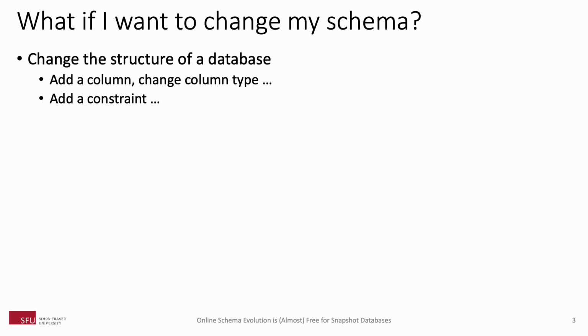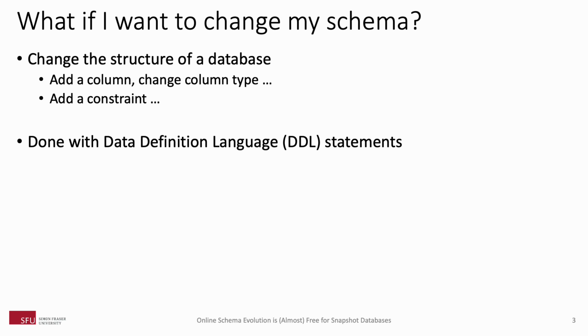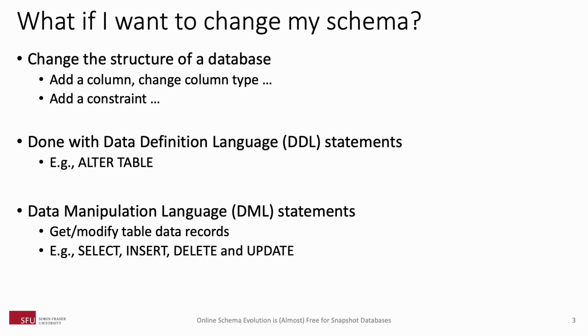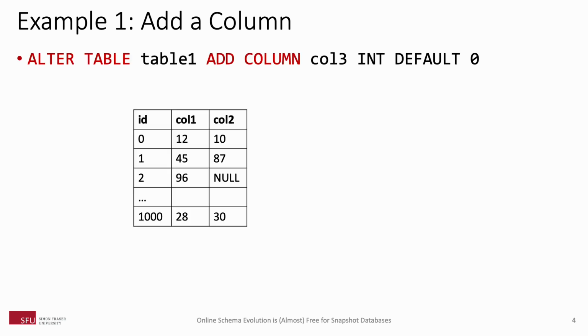It's the process of changing the structure of a database, like adding a column, changing the column type, or adding a constraint to a specific column. It can be done with data definition language, DDL statements, like the alter table operation here. We will show you 2 examples later. In contrast, if we want to change table data, we can use the DML statements. The DML here means the data manipulation language. It's used to get or modify table data records, with operations like select, insert, delete, and update.